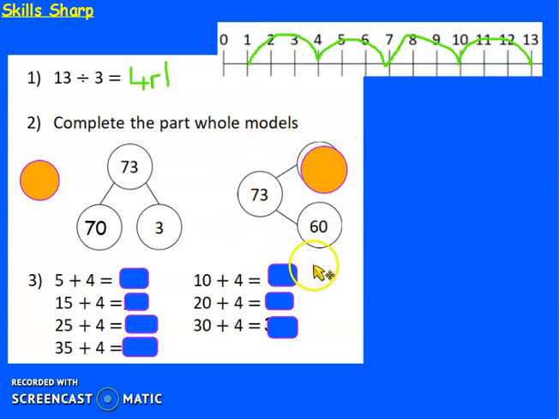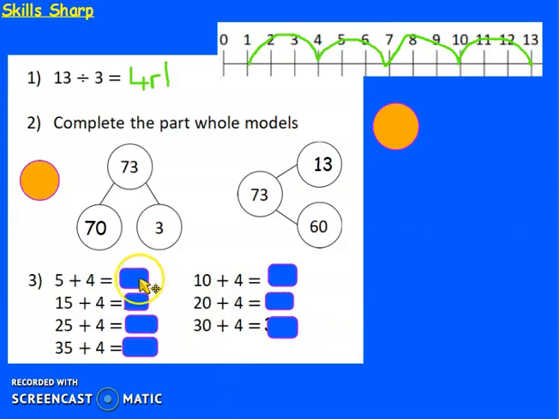This model's done it a different way. 73, it's taken 60 away, so the missing number is 13. 60 plus 13 equals 73. Well done, give yourself a tick if you got that right.